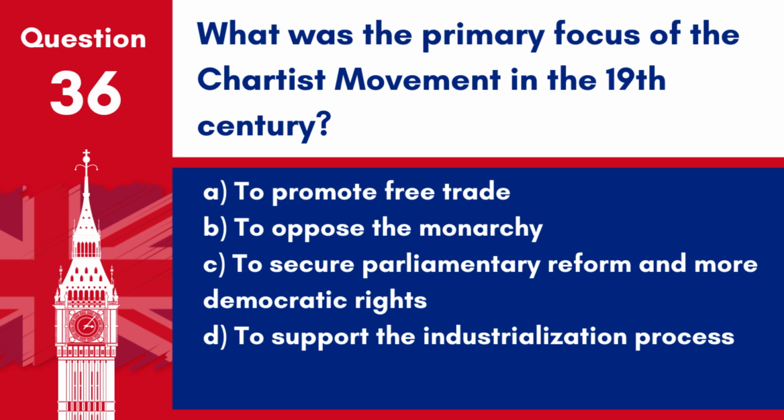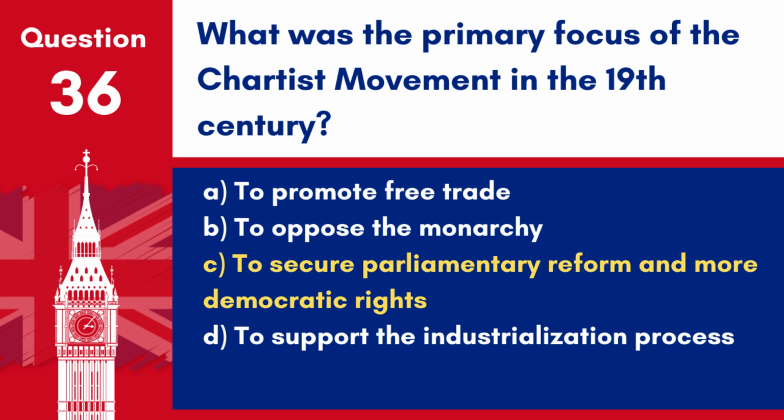What was the primary focus of the Chartist movement in the 19th century? A. To promote free trade. B. To oppose the monarchy. C. To secure parliamentary reform and more democratic rights. D. To support the industrialization process.